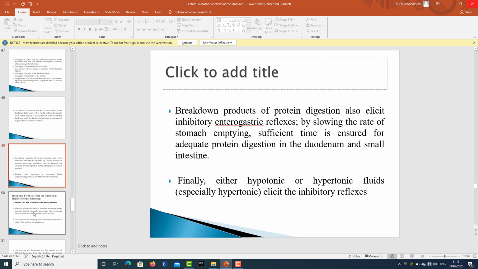Breakdown products of protein digestion also elicit inhibitory enterogastric reflexes by slowing the rate of stomach emptying. Sufficient time is thus ensured for adequate protein digestion in the duodenum and small intestine. Finally, either hypotonic or hypertonic fluids elicit the inhibitory reflexes.